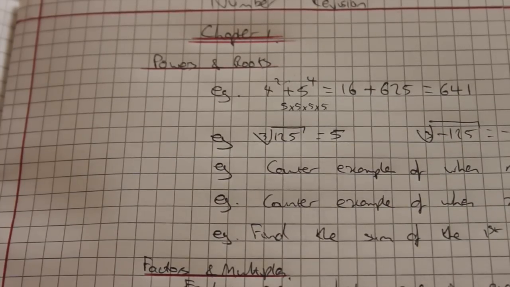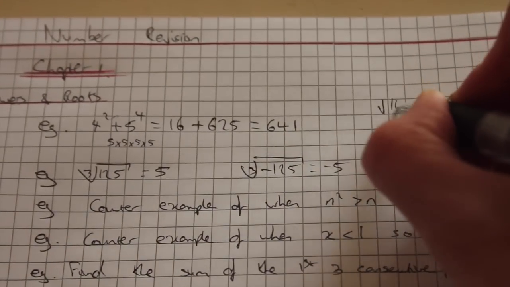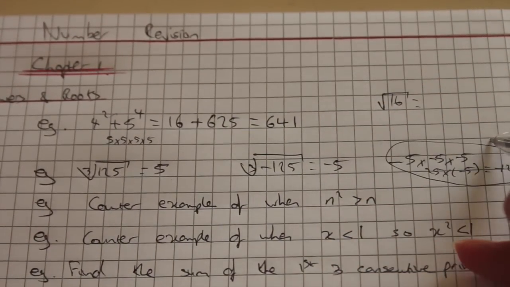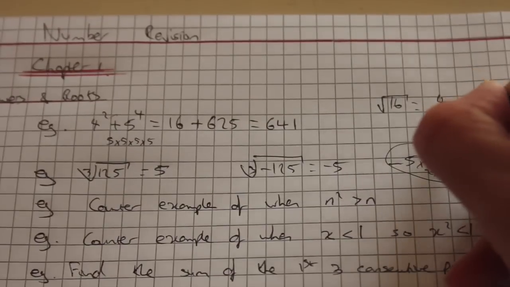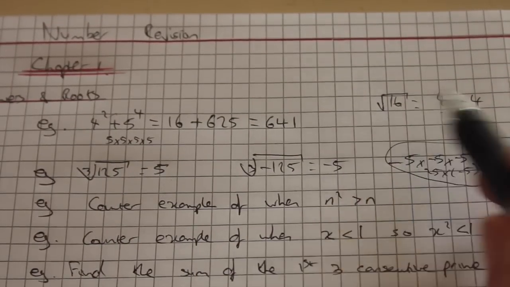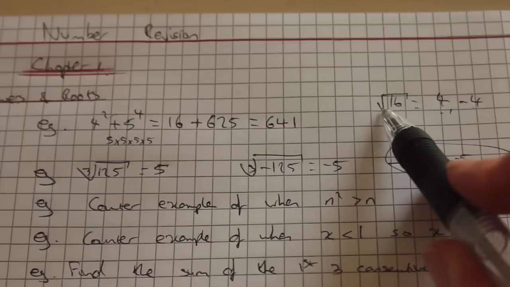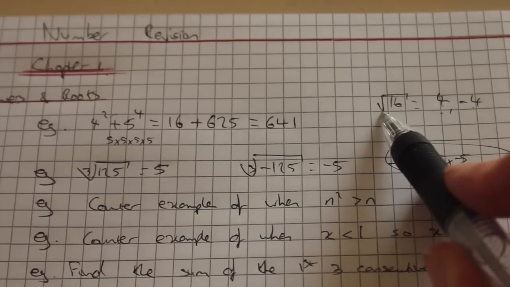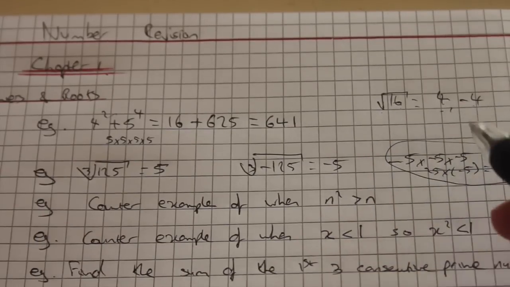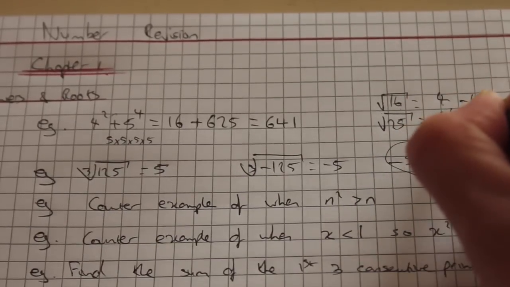I also want to draw your attention here at this stage to the square root of 16. Everybody knows the square root of 16 is 4, but it's also minus 4, because if you think about it, 4 times 4 gives you 16, and minus 4 times minus 4 also gives you 16. So whenever you're finding the ordinary square root of something, make sure you've got 2 answers there. Another one would be the square root of 25 is plus or minus 5.